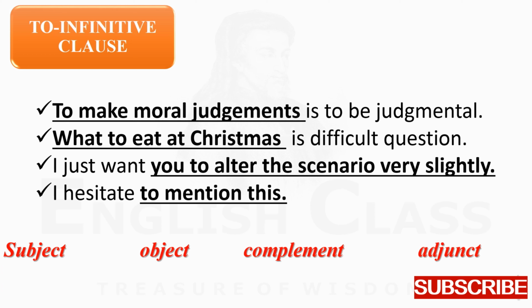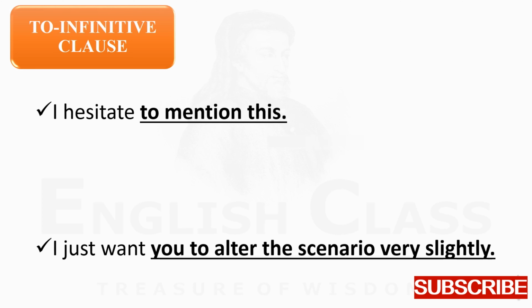So you can check here that to-infinitive clauses play an important role to make sentences complex and to make lengthy sentences. Now look at these two sentences I used earlier in this video. I hesitate to mention this. I just want you to alter the scenario very slightly. Here I have taken these two examples to show you the difference. The difference is that in the first sentence, to mention this is a clause without its subject. We don't have any subject of this clause. It is just a to-infinitive clause without an overt subject.